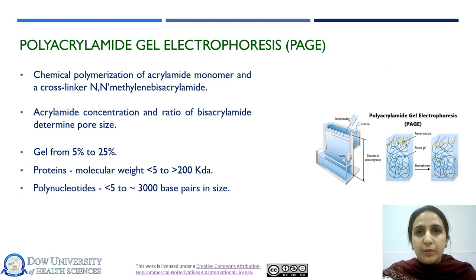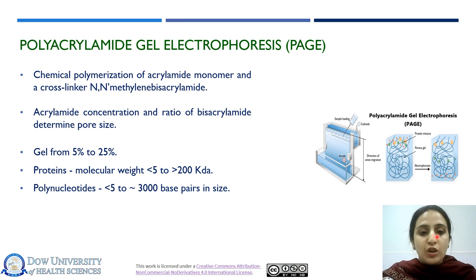The first and the most commonly used types of electrophoresis are polyacrylamide gel electrophoresis and agarose gel electrophoresis. First I will discuss polyacrylamide gel electrophoresis and its various types. In polyacrylamide gel electrophoresis, the gels are formed by the polymerization of acrylamide monomers, and a crosslinker is present there, which is called bisacrylamide. So acrylamide monomer polymerizes in the presence of the crosslinker bisacrylamide to form polyacrylamide gels, as the name suggests, that is PAGE, polyacrylamide gel electrophoresis.